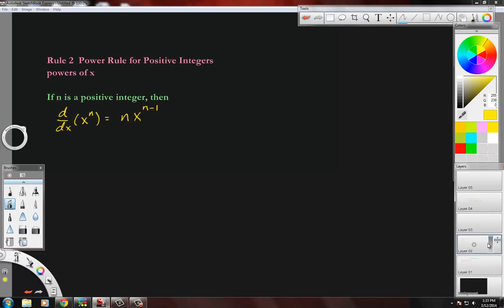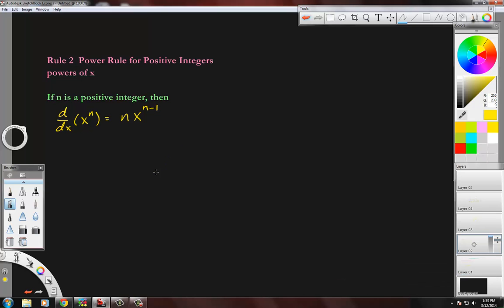The next one says, Rule 2, and this is now letting the cat officially out of the bag, the power rule for positive integers, powers of x. So if n is a positive integer, then this is true. All right, this rule right there is now true. Now, I'm going to pause this and let you guys write this down.